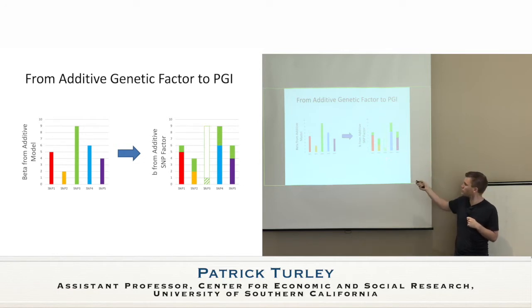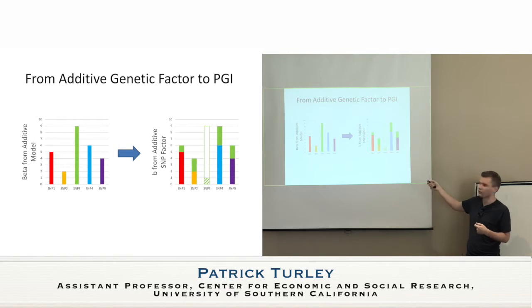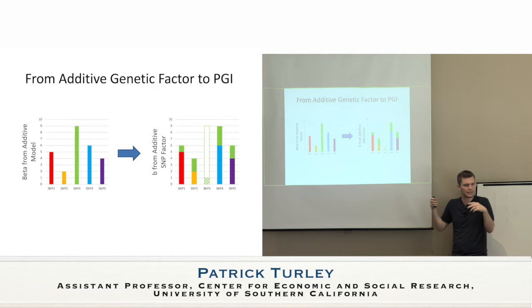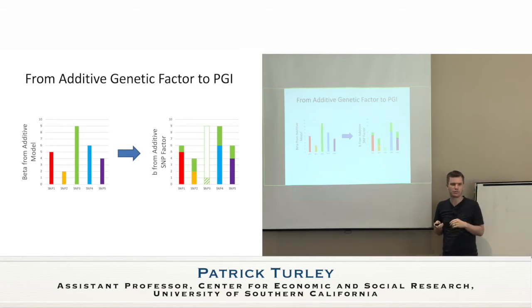So even though we don't observe this SNP, we can observe the effect of this SNP through the SNPs that are in LD that we do observe. And perhaps there's some fraction of SNP3 that just isn't passed through, and so there will be some loss in the heritability of the additive SNP factor relative to the additive genetic factor. And so, I tried to represent that as this hashed section here. So that's the portion of SNP3 that we just don't capture with our 4 SNPs.